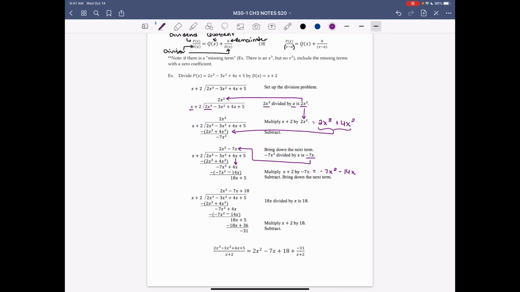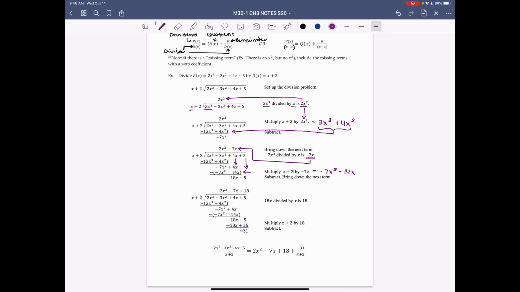We write that binomial here, and then we subtract. Again, the first term should always be 0. Negative 7x squared minus negative 7x squared would be negative 7x squared plus 7x squared, which is 0. Then we have 4x minus negative 14x, which would be 4x plus 14x, which would give us 18x. And then we carry down our next term. So we have a binomial 18x plus 5.